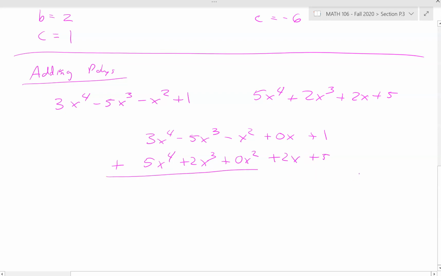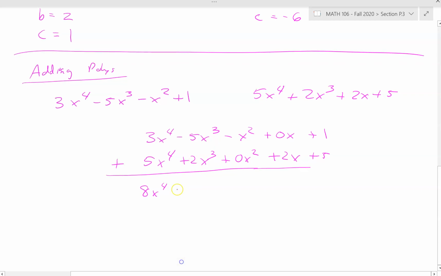Now, if you line it up this way, all you do is add vertically. So 3x to the fourth plus 5x to the fourth is 8x to the fourth. And then negative 5 plus 2 is negative 3x cubed. And then the negative x squared just comes down because we have that 0. And then plus 2x comes down because we have the 0x in the first term. And then finally plus 6. So there's our answer.